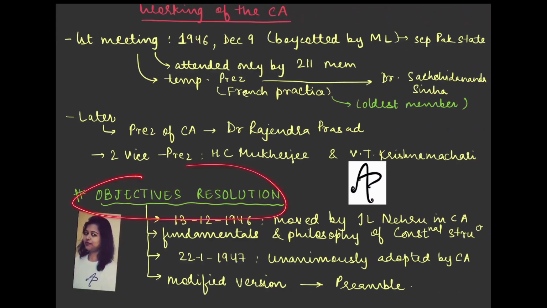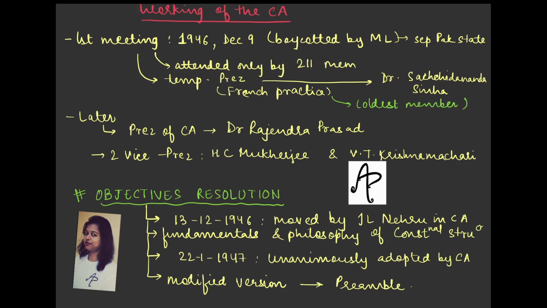Starting with the objective resolution. So the major heading that we are covering right now is the working of the Constituent Assembly. And we have understood how the demand was put forward to have a body like a Constituent Assembly to frame the Constitution of India. And then we have also seen what the composition of that body was, right?